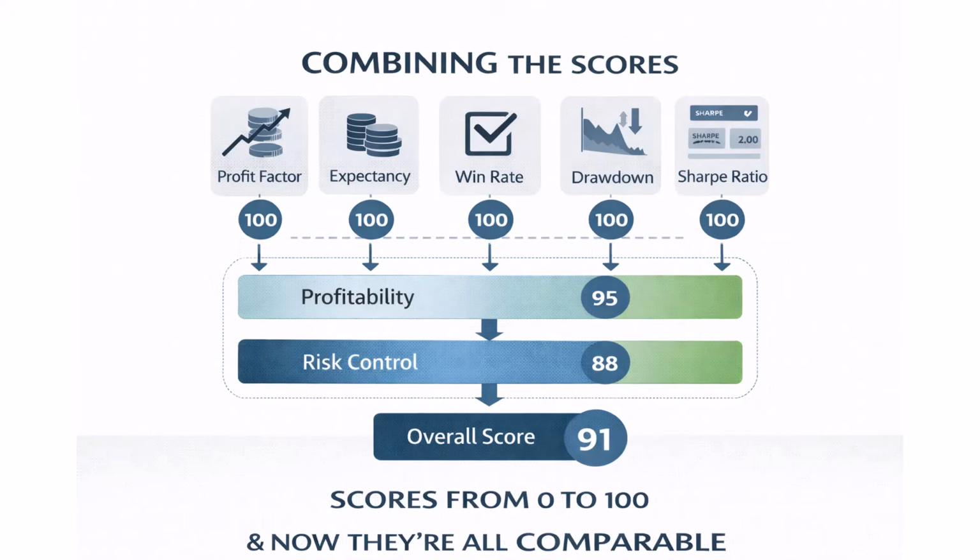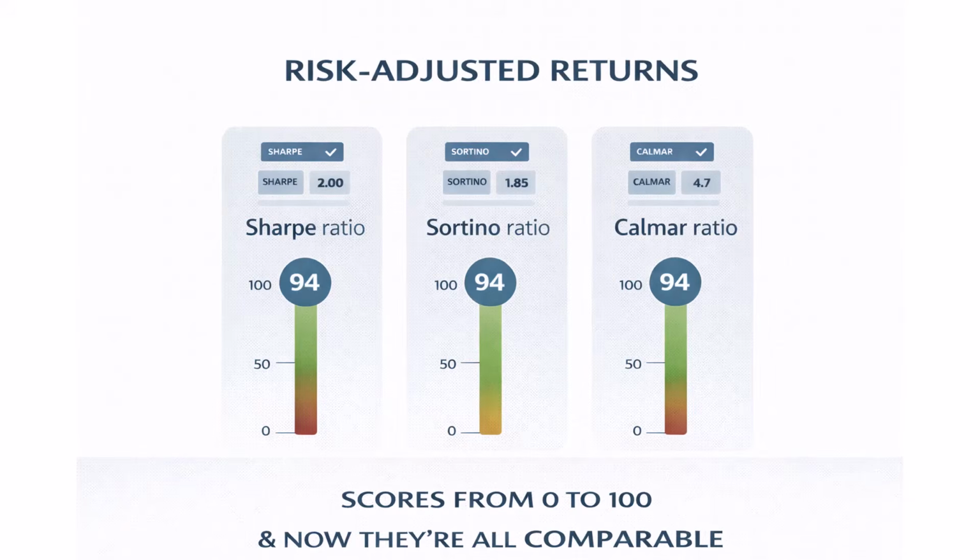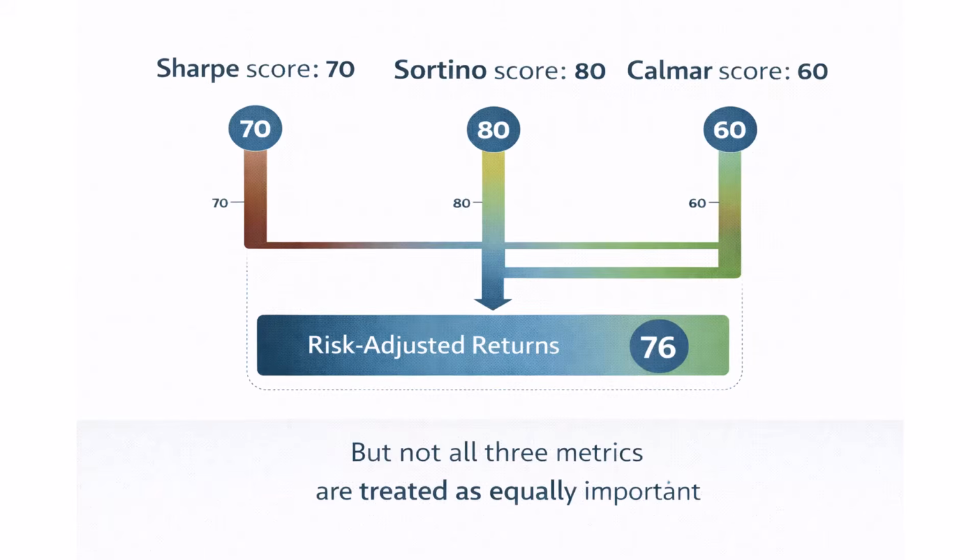And this part is very important because not all metrics describe the same thing. A Sharpe ratio and a win rate are both useful, but they measure completely different aspects of a strategy. So instead of throwing all metrics into one big average, the system is built in layers. And let me directly show you what this means with an example. Take risk-adjusted returns. In this system, risk-adjusted returns are described by three metrics: the Sharpe ratio, Sortino and Calmar ratio. And each of those has already been converted into a 0 to 100 score using fixed anchors. Now suppose a strategy gets a Sharpe score of 70, Sortino of 80 and a Calmar score of 60.